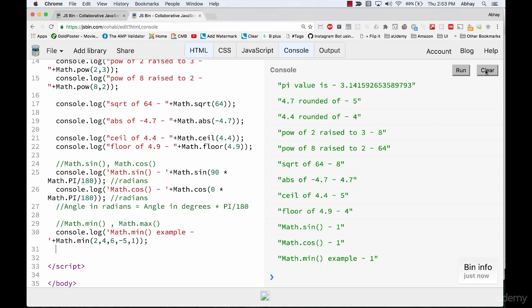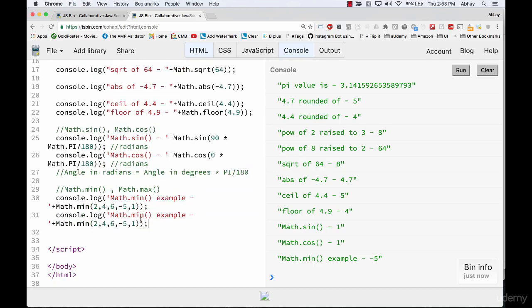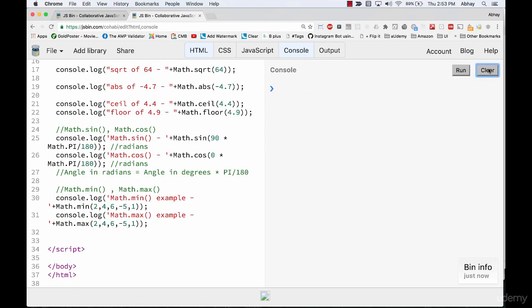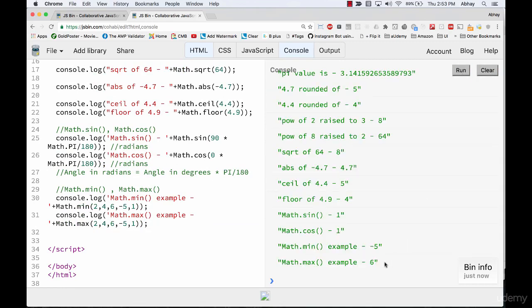In this scenario, the answer should get converted to a -5. You can see this. Just like this, we also have a math.max, and the answer here should be 6 because that's the maximum that you have.